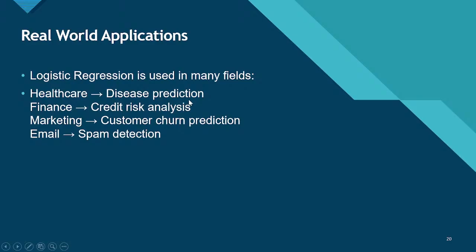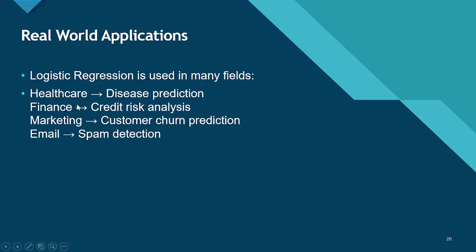Predict whether a patient has a disease or not based on symptoms, medical history, or lab results. Example: diabetes, heart disease, or cancer prediction. It helps doctors make early, informed decisions.